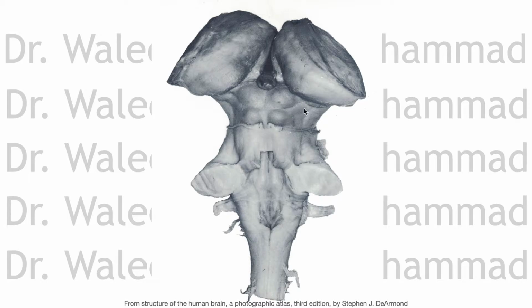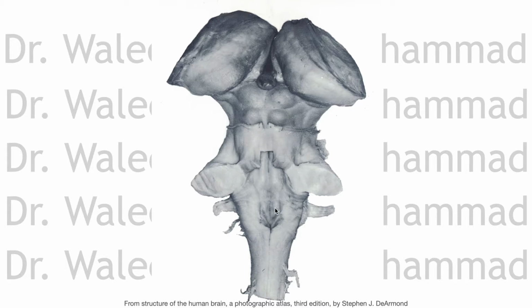The brachium of the inferior colliculus connects it with the medial geniculate body, and the brachium of the superior colliculus connects it with the lateral geniculate body. The superior colliculus is part of the visual pathway, while the inferior colliculus is part of the auditory pathway. Now, this is the superior cerebellar peduncle I was talking about. You see that with the superior medullary velum in between, that constitutes the roof of the fourth ventricle.